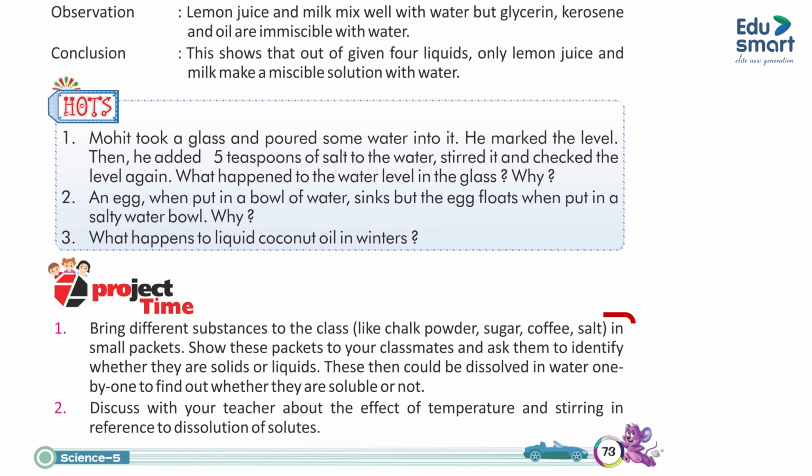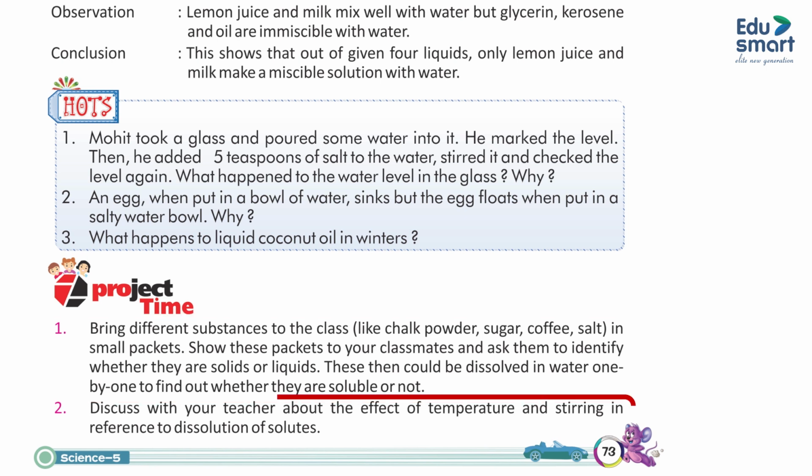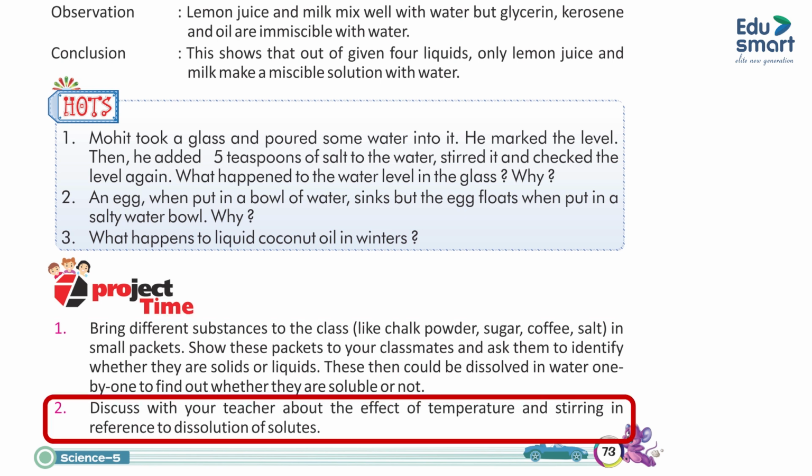Project time. 1. Bring different substances to the class like chalk powder, sugar, coffee, salt in small packets. Show these packets to your classmates and ask them to identify whether they are solids or liquids. These can then be dissolved in water one by one to find out whether they are soluble or not. 2. Discuss with your teacher the effect of temperature and stirring in reference to dissolving of solutes.